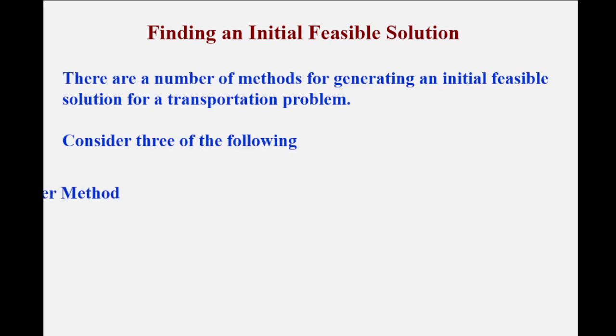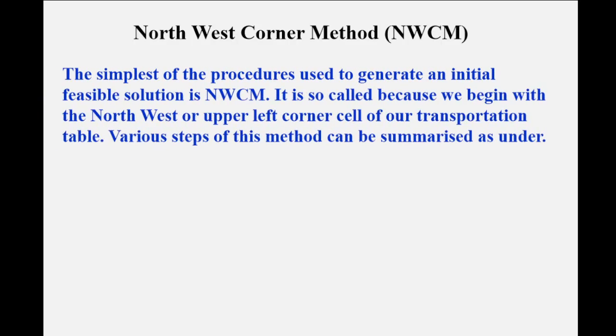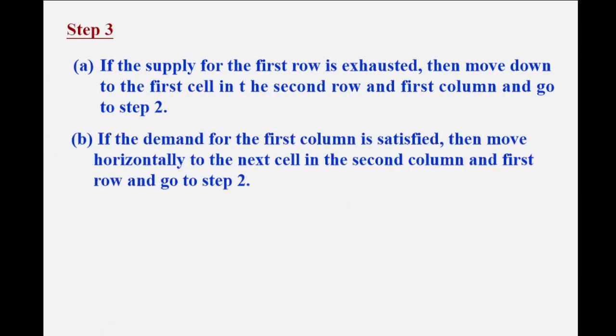So how many methods do we have for finding the initial feasible solution? We have 3 methods. First one is the northwest corner method. Second one is the least cost method. Third is Vogel's approximation method, which we also call VAM. So let's see the northwest corner method. I have listed down the steps. You can just take a snap of this. We are going to follow all these steps while solving the problem.